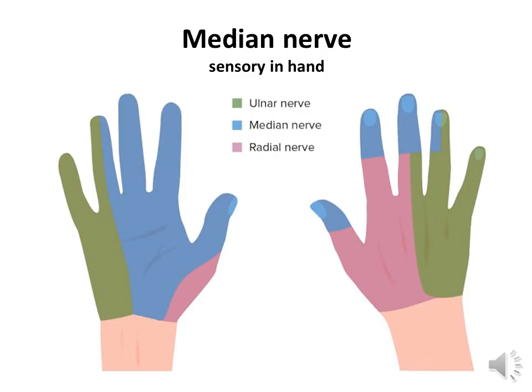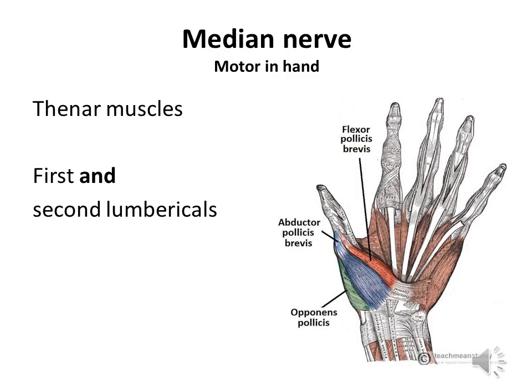The median nerve has motor and sensory supply in the hand. We start with the sensory supply. It supplies the radial side of the palm of the hand, the palmar side of the radial three and a half fingers, and the nail bed of those fingers. The motor branches of the median nerve in the hand supply the thenar muscles, which are flexor pollicis brevis, abductor pollicis brevis, and opponens pollicis, and the first and second lumbricals, or lateral two lumbricals.